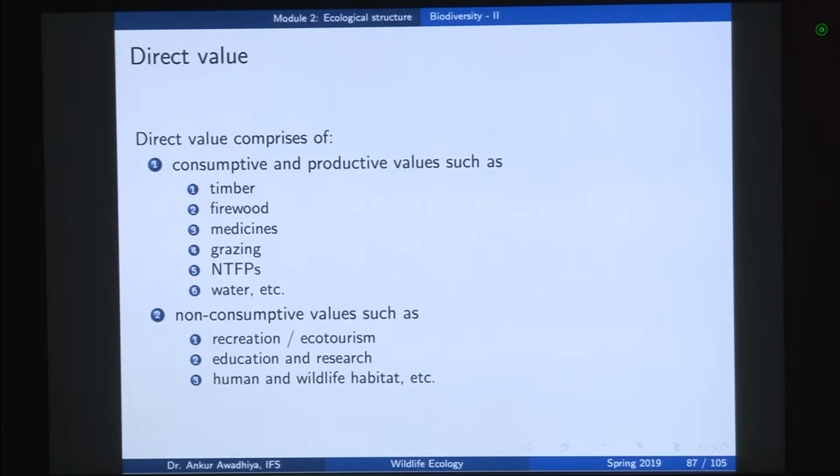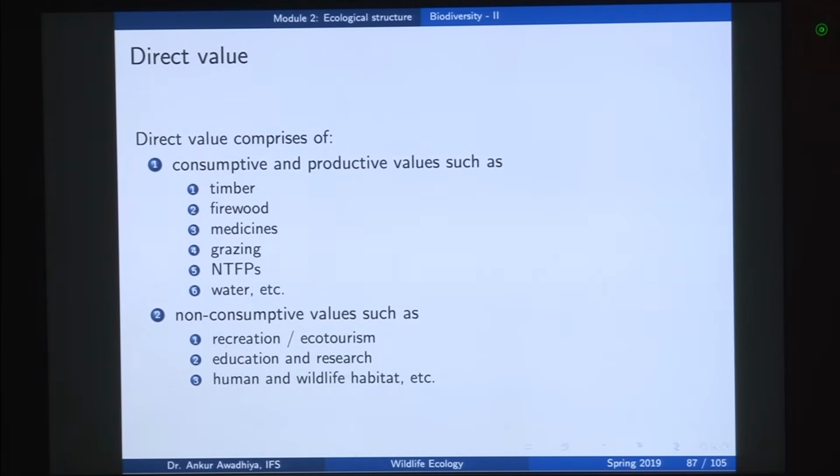So, essentially if we are using a consumptive resource, the total amount of resource that is available to be used by others reduces. On the other hand, we also have non-consumptive resources. So, non-consumptive values include recreation, ecotourism, education and research, human and wildlife habitat and so on.